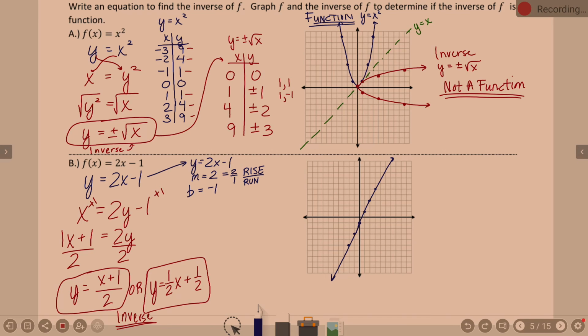If you wanted to, could you have done an XY chart? Sure, you could have done an XY chart, couldn't you? You could have put in 0. 2 times 0 is 0, minus 1 is -1. You could have put in 1. 2 times 1 is 2, minus 1 is 1. We could have put in 2. 2 times 2 is 4, minus 1 is 3. Are those all points I have here? They are. Okay. Now, that's all about our original function.